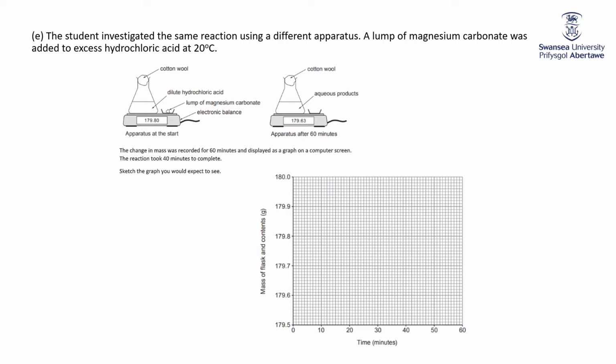So the important things to note is that we would want a point at these two places, at 0 on the x-axis and 117.80 on the y-axis, and then at 40 on the x and 179.63 on the y. And then we would have a nice curve, and we want this end bit to be horizontal because that is when the reaction has finished.